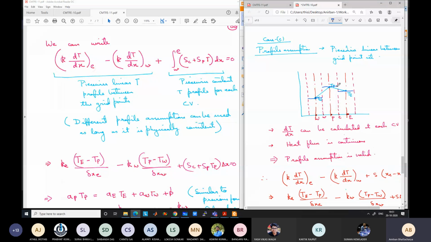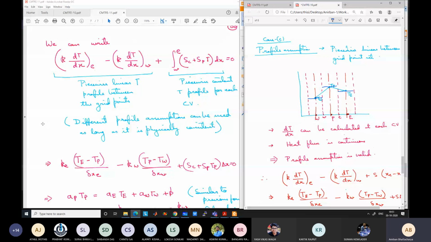So in this case, it is not physically inconsistent because we are calculating the source term. We are not calculating the flux at the interface for this. So if there is a discontinuity here, that does not matter. We are only bothered with what is happening inside. Okay. For the flux, we are using a different profile assumption. So it is a piecewise constant T profile for each CV. Okay. So what I mean is that we can take different profile assumptions as long as it is physically consistent.